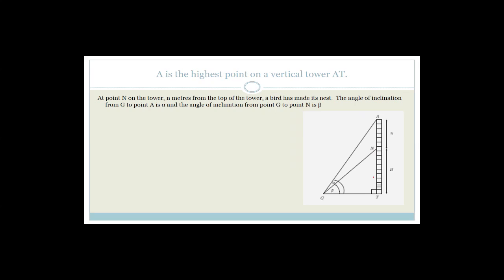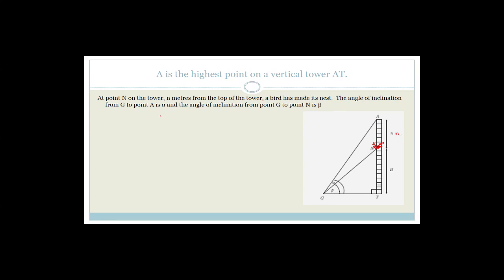So there's your vertical tower AT. It says at point N on the tower, which is n meters from the top of the tower. There's that little n, in case you can't see it. A bird has made its nest. So the bird has made its nest over here. He has a nest, and there is a bird. Yes, I know I can't draw to save my life.